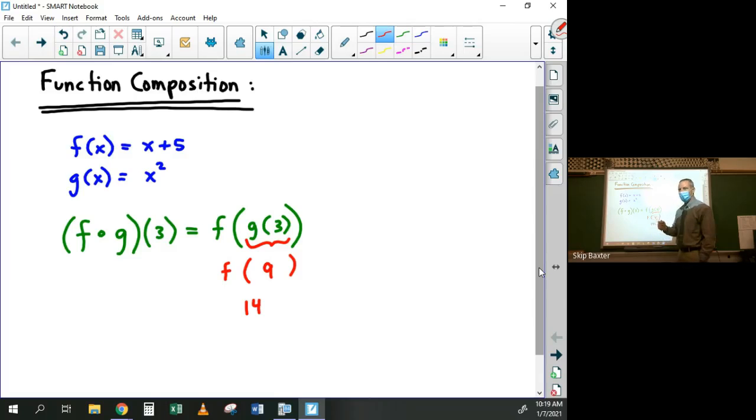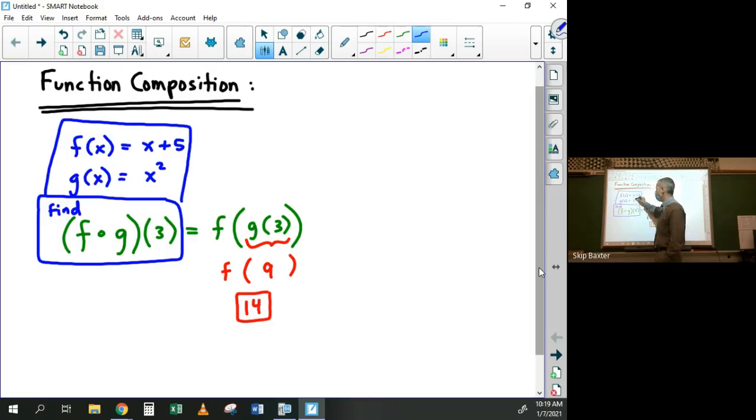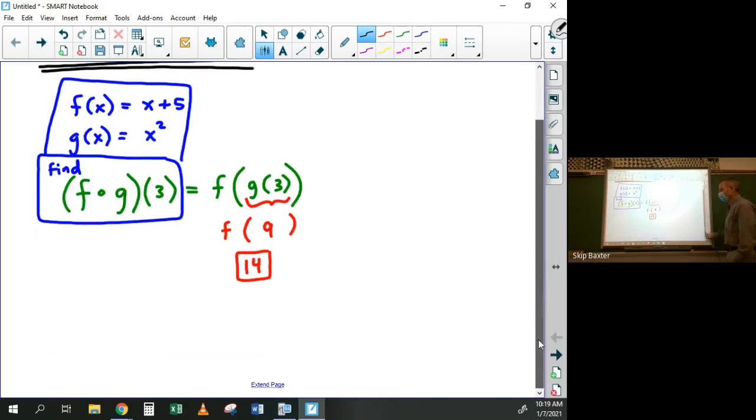Question? I just made up the 3. If this was the problem and they said find this value, that's where the 3 would come from. It would say find this; that's the given problem. They'd also have to give you the functions, obviously. If they gave you these functions and said find this, this is the process you would go through. You could also have more than two functions.